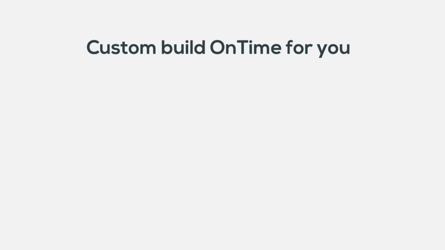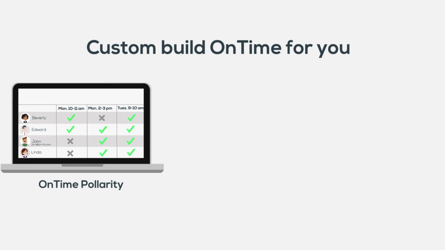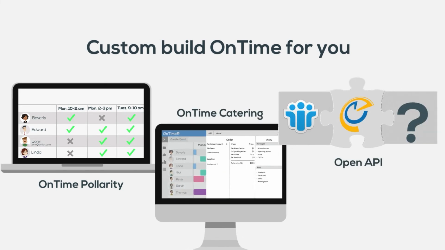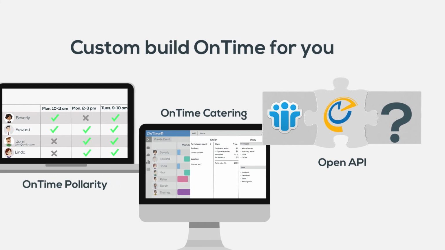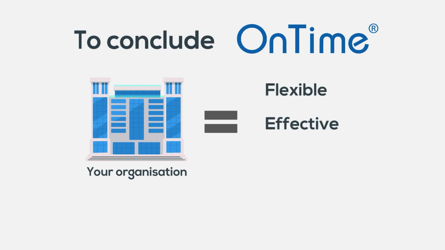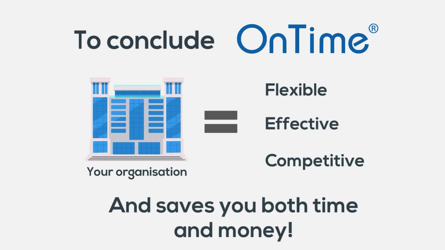More than that, you can custom build OnTime with the different add-ons, which includes creating polls with OnTime Polarity, order refreshments with OnTime Catering, and integrating your business solutions with your calendar platform with the Open API. So, to conclude, OnTime makes your organization more flexible, effective, and competitive, while also saving you both time and money.